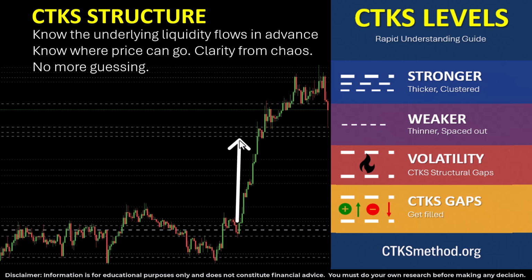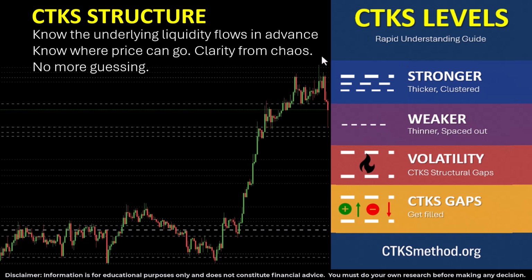Now, one of the things to notice here, this is called a positive CTKS gap. Positive CTKS gaps mean that there's very little in the way of structure between major support and major resistance levels. That creates a thing called a structural overshoot, and we see it here happening in this specific chart. Now, what's important to understand, if you've ever seen those big green candles, those God candles, this is why they exist. And a lot of people don't know the underpinning market structure. So we know the underlying liquidity flows in advance. We know where price can go. We have clarity from chaos, no more guessing.